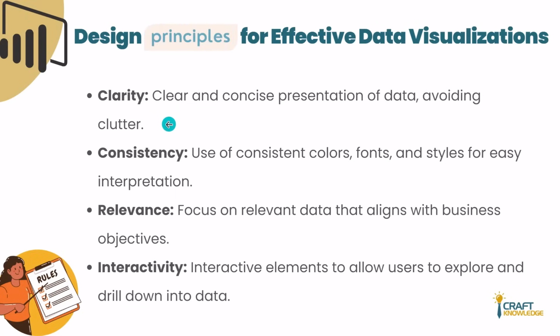Second point is consistency. We should be consistent in different things. For example, we should be consistent in colors, fonts, and styles. If in the initial visualizations the colors we are using are dark, and then we suddenly shift from dark colors to light or very bright colors, that is difficult to handle for people who have eyesight issues.